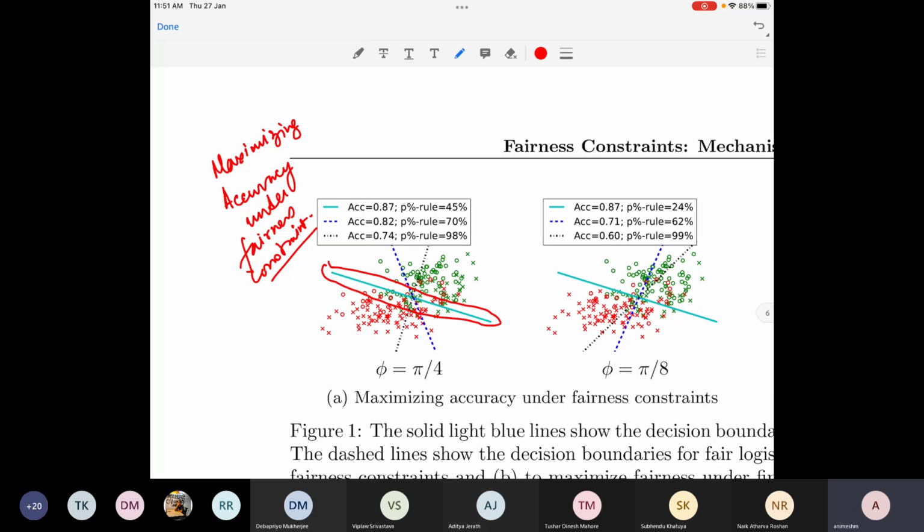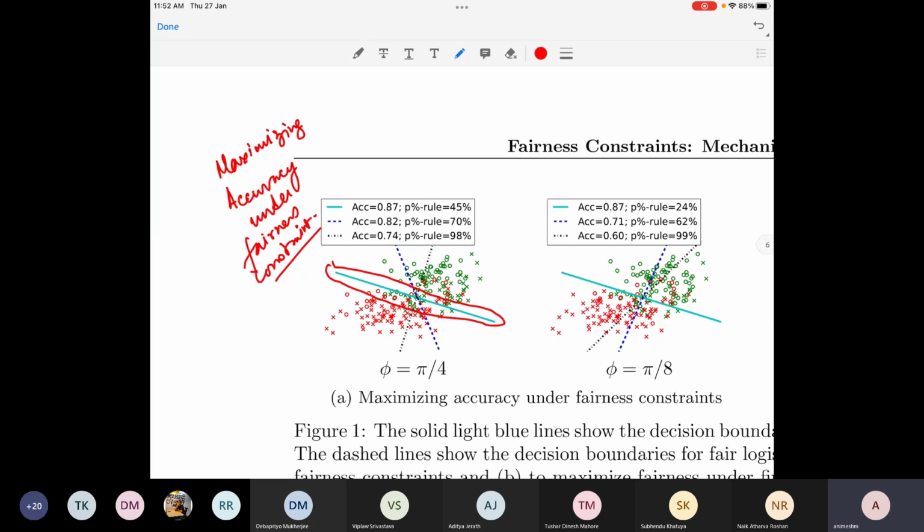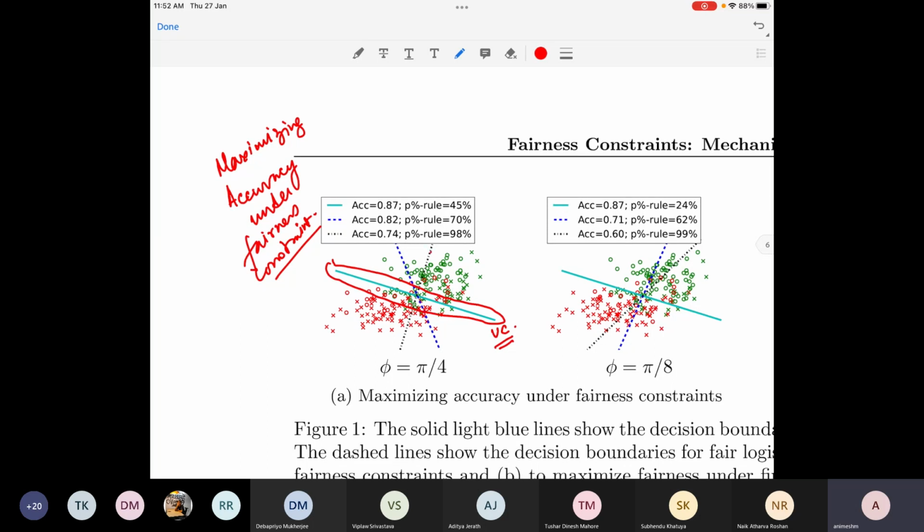So the first set of results that we are seeing here is when you are maximizing accuracy under fairness constraints. That is the first type of optimization. This bold blue line is the unconstrained classifier. The other two broken lines are the constrained classifiers for different values of C. So this P rule corresponds to different values of C. The unconstrained classifier has a P rule of 45%, which does not satisfy the 80% rule. Here it is 70%, which is still okay, with a little bit of accuracy compromise. If you make it too high, then the accuracy drastically drops.